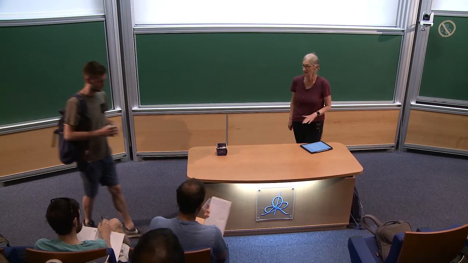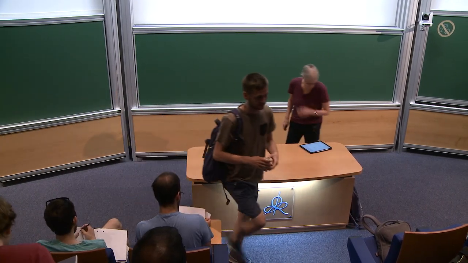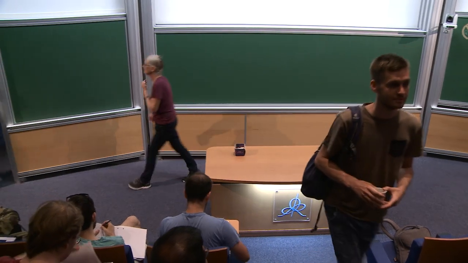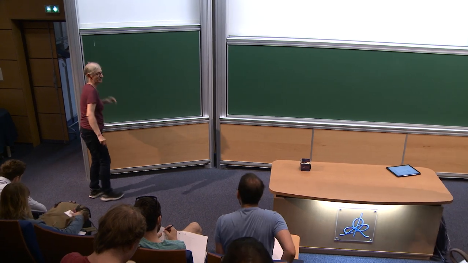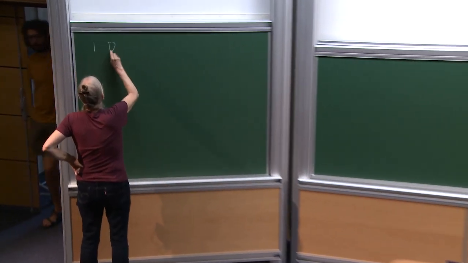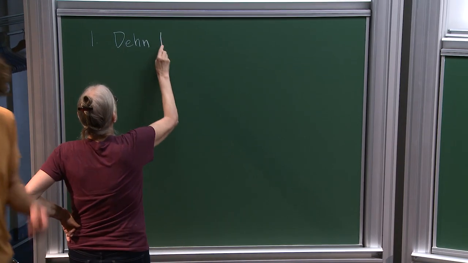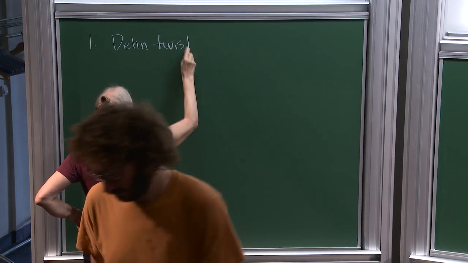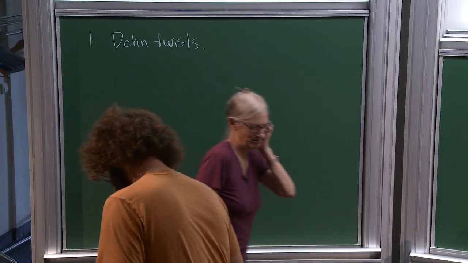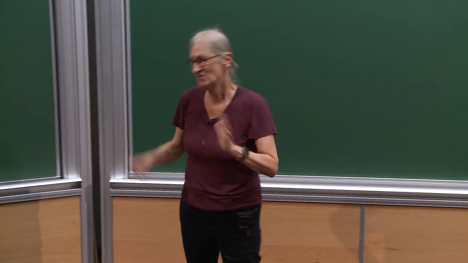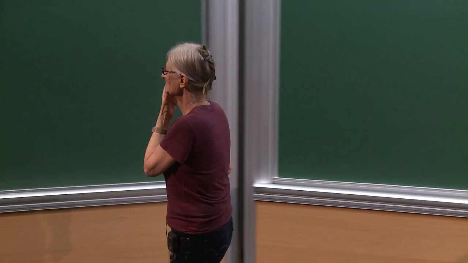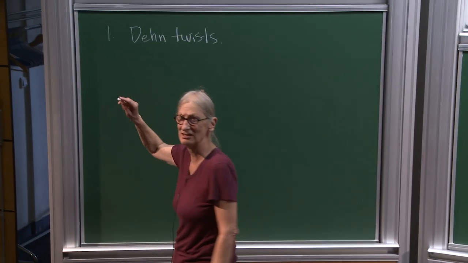So I wanted to make a few comments about last time. First comment was about Dehn twists. So I said, you know, you just suspend a Dehn twist in an annulus. And yeah, you can think of it like that, but I prefer to think of it the way I originally drew it.